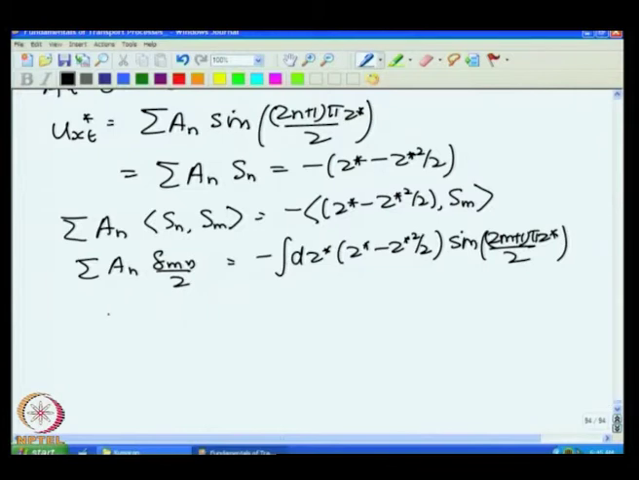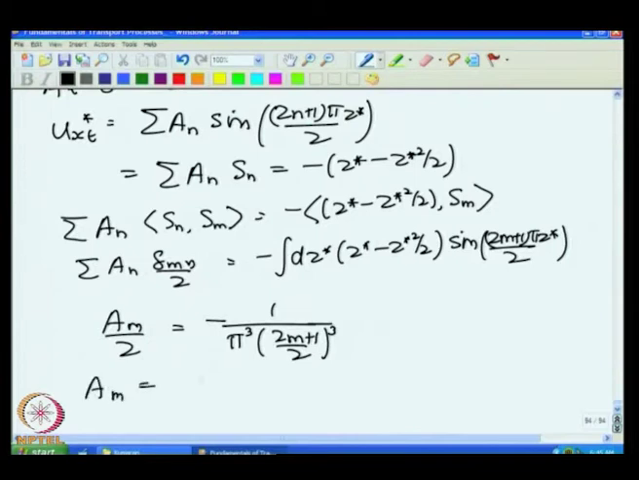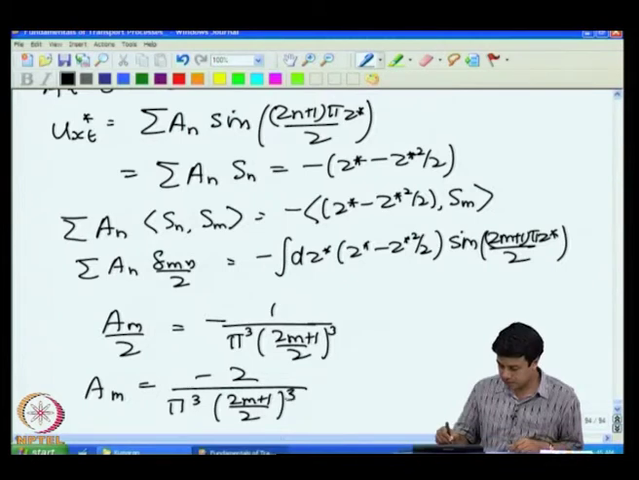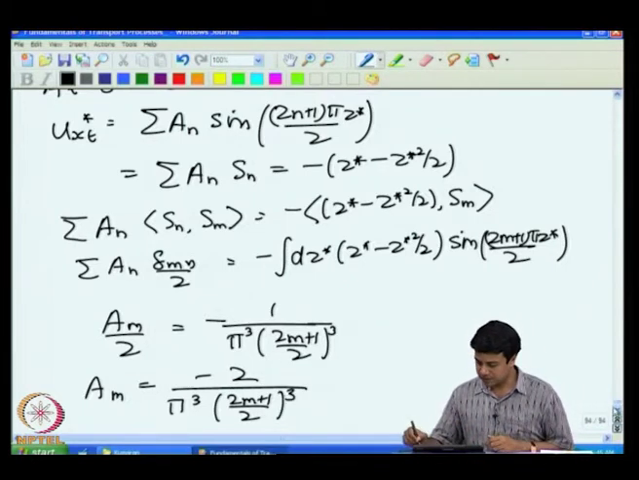So, this is a_m by 2, and you can work out this integral quite easily to get a solution which is minus 1 by pi cubed into ((2m plus 1) by 2) the whole cubed. And therefore, a_m is equal to minus 2 by pi cubed into ((2m plus 1) by 2) the whole cubed. So, that is the final solution.